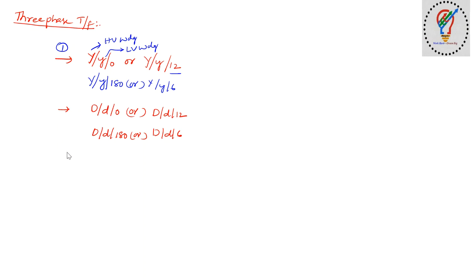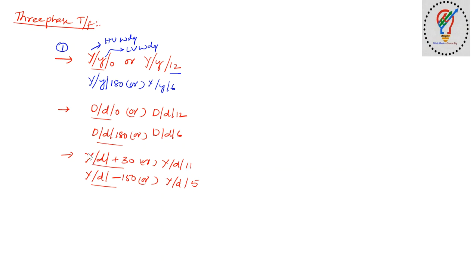The third one is Yd plus 30, or Yd11. This can also be rearranged as Yd minus 150, or capital Y, small d, 5. Here the left side of these terms is represented in terms of phases, and the right side is in terms of clocks. Clock means 11 o'clock, 5 o'clock, 6 o'clock, 12 o'clock, like that.